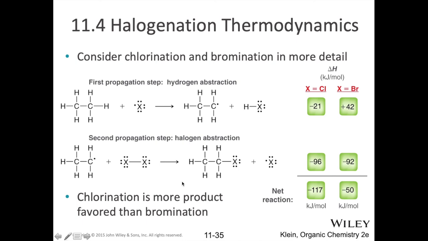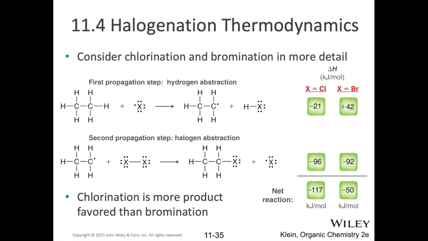The second step involves your alkyl radical doing a halogen abstraction. So again, we're forming a carbon-halogen bond and we are breaking a halogen-halogen bond, okay? And for both these cases, this winds up being exothermic. Okay. Now, as I pointed out earlier, both of these steps are going to be exothermic overall. That's why this is net.